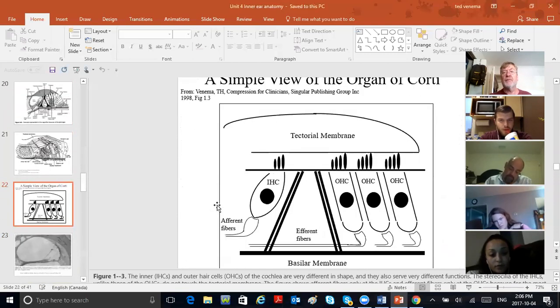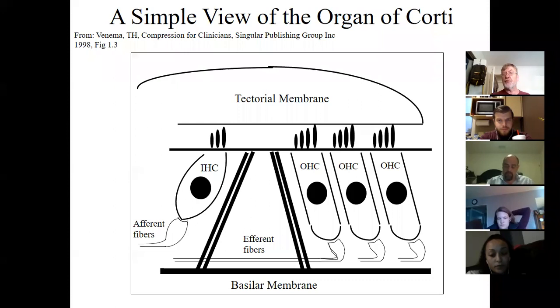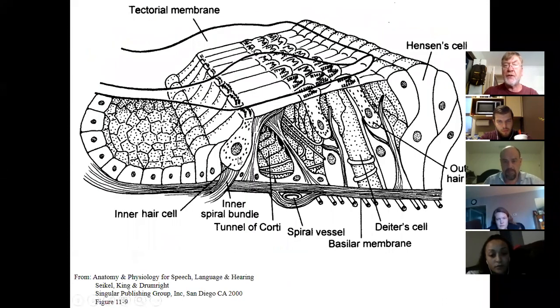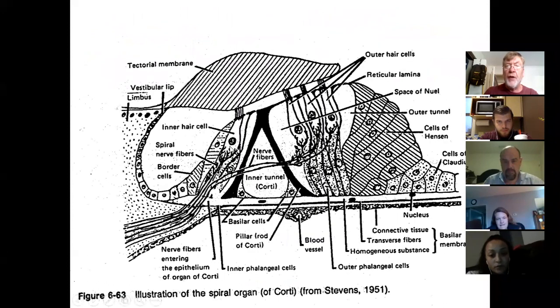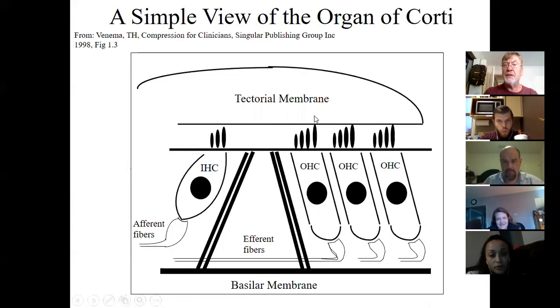Good, cool. Now this is my view of the organ of Corti. I drew this picture just to keep it simple, but to highlight more the fact that inner hair cells look different from outer hair cells. They're not all just hair cells like this, like that and that and that. They look different from each other.